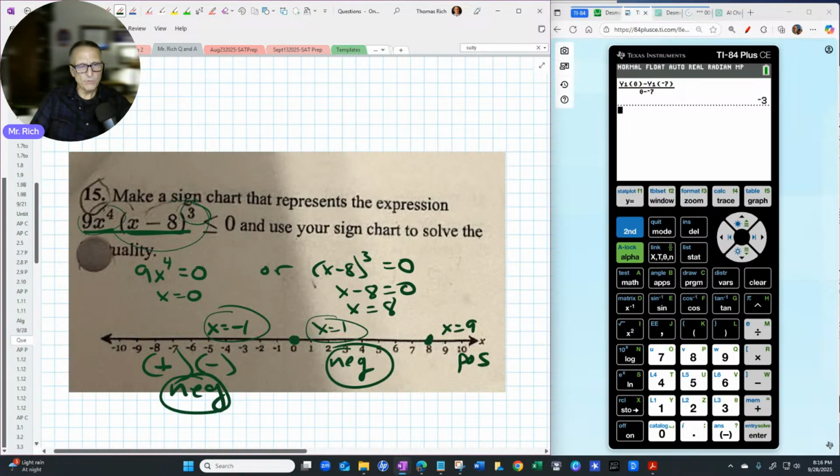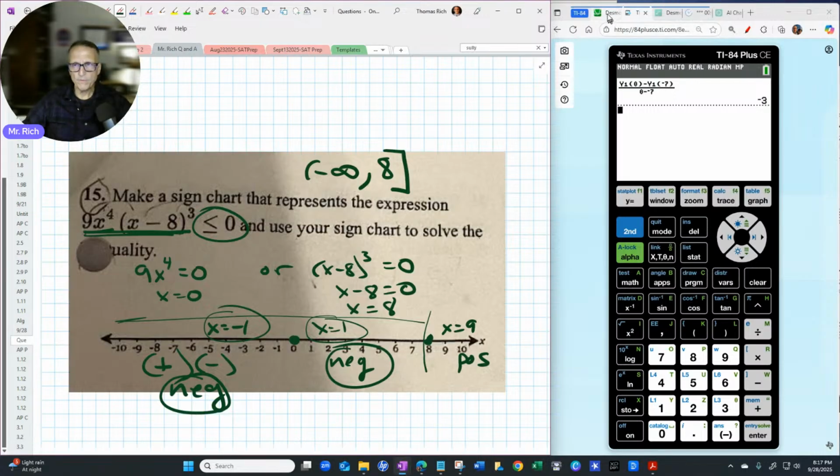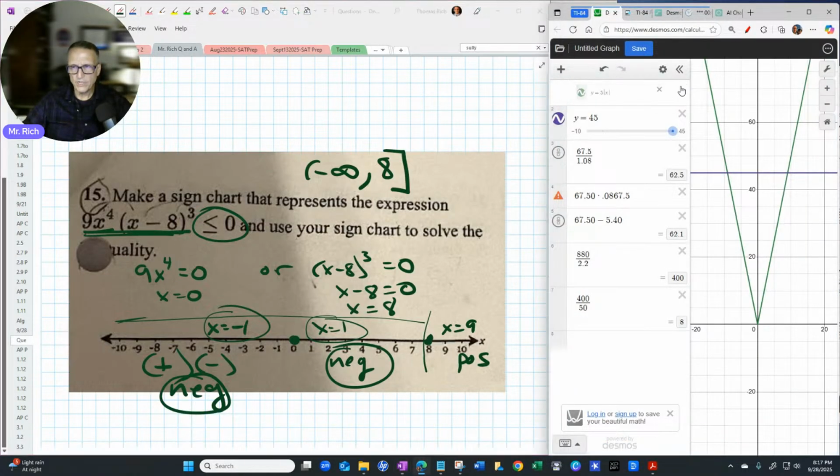So the answer to this question, when is this polynomial negative or below the x-axis, is all the way from negative infinity. It starts being negative right here all the way this way. Now, it does become 0 at x equals 0, but this says less than or equal to 0. So I can express this as one complete interval from negative infinity all the way up to and including the number 8.